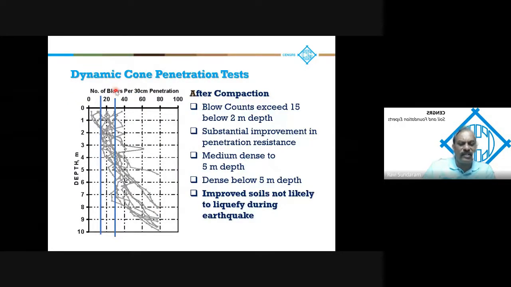So as a quality assurance measure, dynamic cone penetration tests were done after compaction. You can see here that below 2 meter depth, the SPT values are all more than 15, and there is a substantial improvement in the penetration resistance. And below 5 meter depth, in fact, the soils are quite dense, and the liquefaction analysis was done, and it showed that the improved soils are not likely to liquefy during the earthquake.